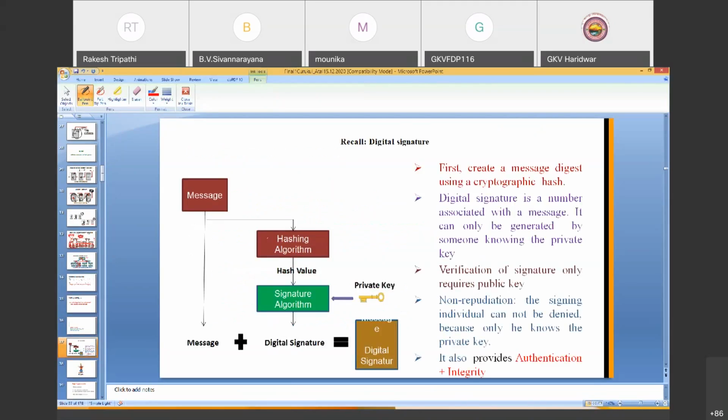Now before starting cryptocurrency, I would like to recall digital signatures. You must have studied this this morning, just to refresh. So we have a message, there is a hashing algorithm, and then we get a hash value. On this hash value, we apply a signature algorithm and we get a digital signature. So along with the message, we have a digital signature.